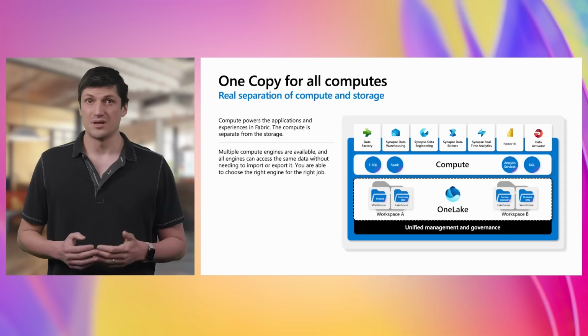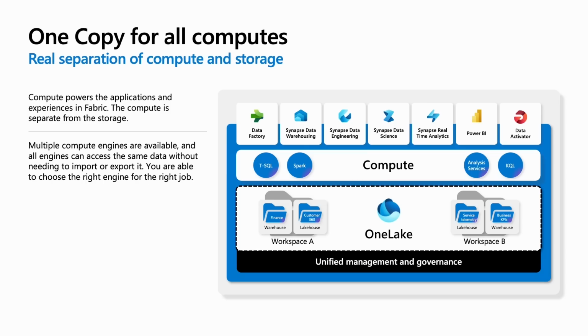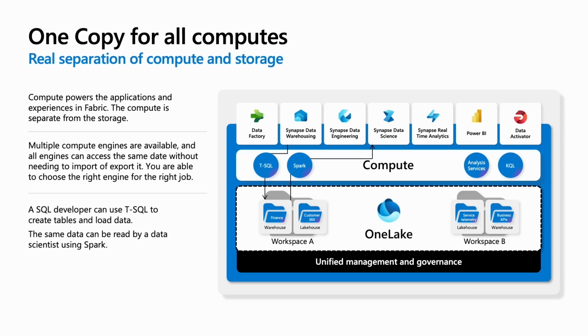Let's look at an example. You have a team of SQL engineers building a fully transactional data warehouse. They can use the T-SQL engine and all the power of T-SQL to create tables, transform, and load data. If a data scientist wanted to make use of that data, previously they would have to use a connector which goes through the SQL engine, or they would copy the data out of SQL into the lake. But with Fabric, the T-SQL engine is natively storing the data in OneLake in Delta Parquet format. This means that data scientists can use the full power of Spark and open source libraries to read the data directly from the data warehouse in OneLake.